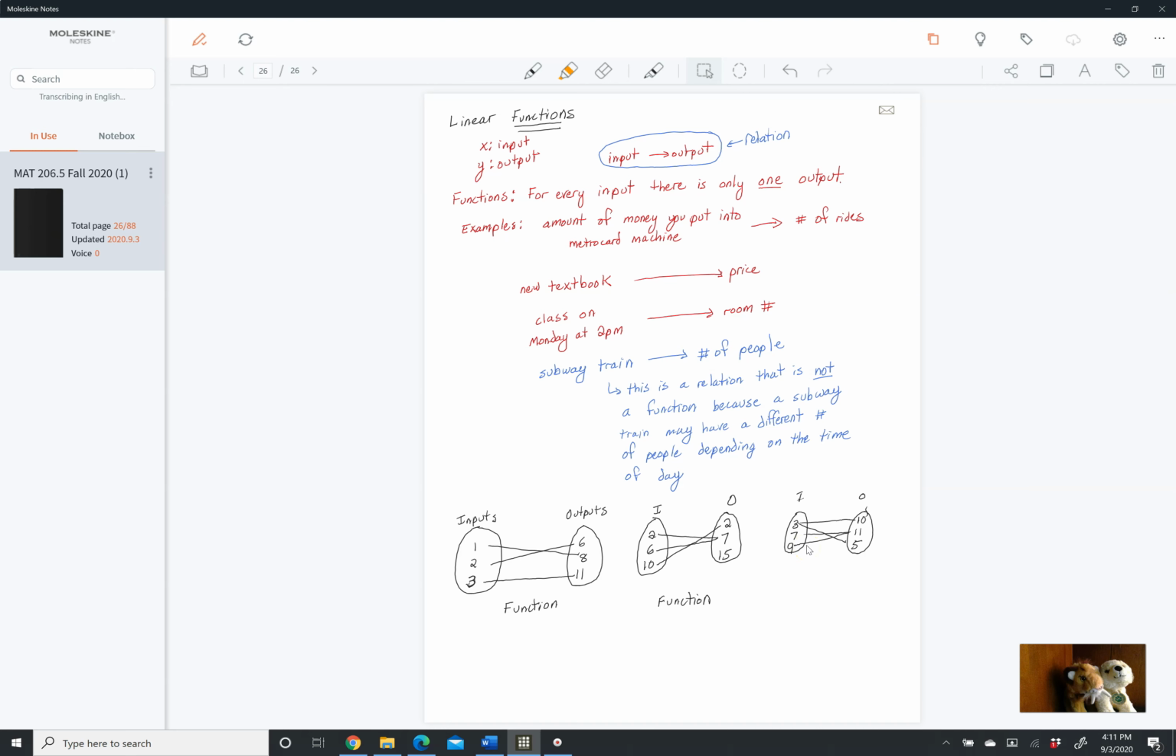Okay, so let's look at this one. If our input is a 9, we only get an 11, so we're okay. If our input is a 7, we only get an 11, so that's okay. Remember, it doesn't matter if you get the same output. A 3, however, we've run into trouble because a 3 is giving us both a 5 and a 10. So it's the 3 that's causing the problem, okay? So you're always looking only at the inputs. And if you notice, there are 2 lines coming out of the 3. So this one is not a function.